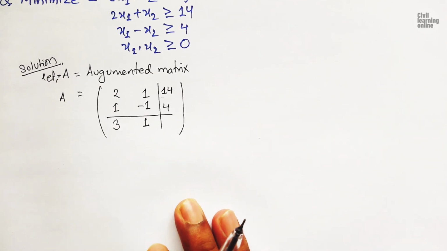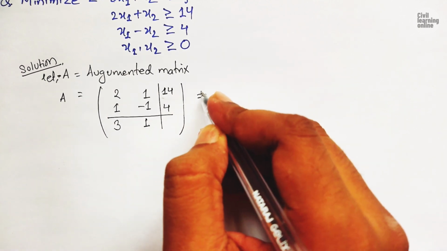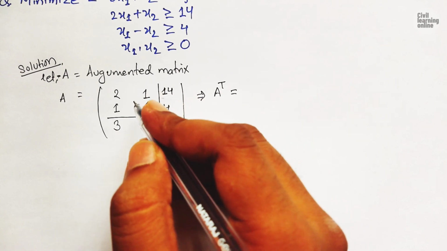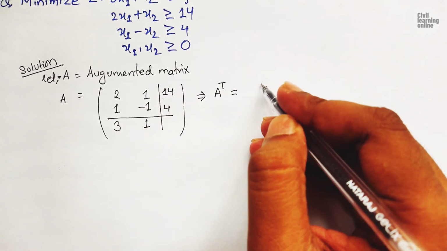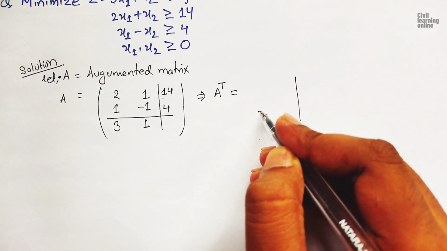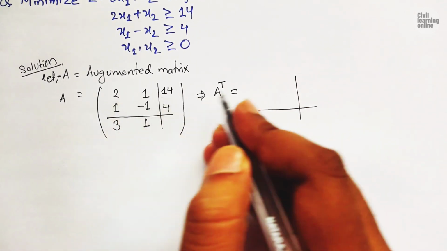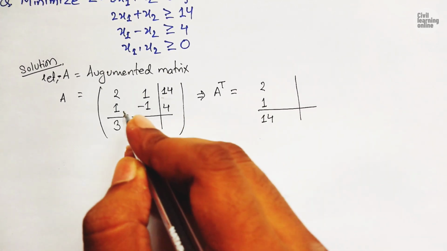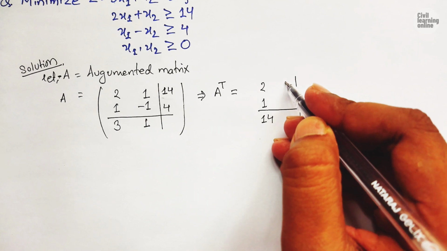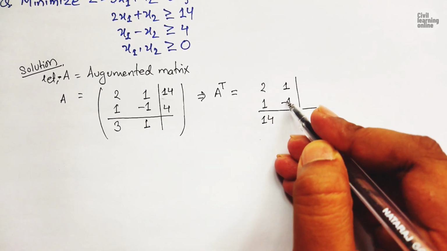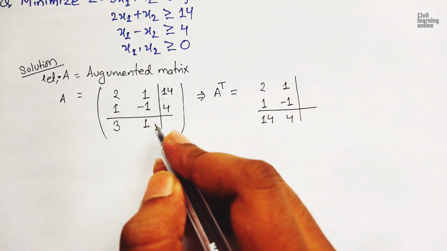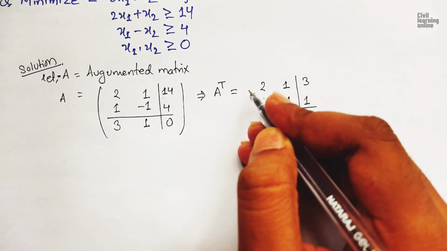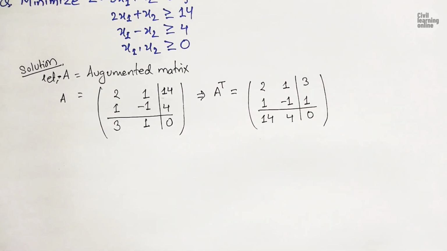Now find the transpose of this matrix. So A transpose is going to be, we will simply convert the rows into columns. Draw a line like that, and we have this row, 2, 1, 14. Similarly we have 1, minus 1, 4. Here we have 3, 1, 0. This is the matrix.